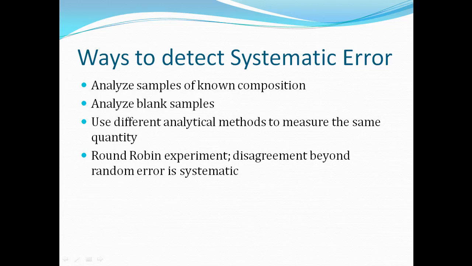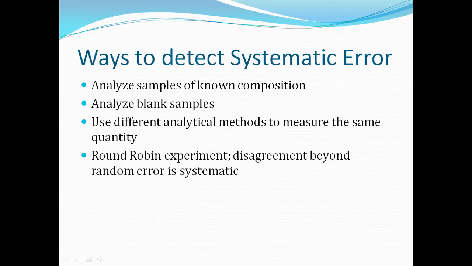So if you observe a result that actually gives you a data point, then you know that your method has to subtract that amount, because your blank is giving you a response. So that response has to be subtracted from your actual data. You can also use different analytical methods to measure the same quantity. If the results don't agree, then there's some sort of error in one or more of those methods.